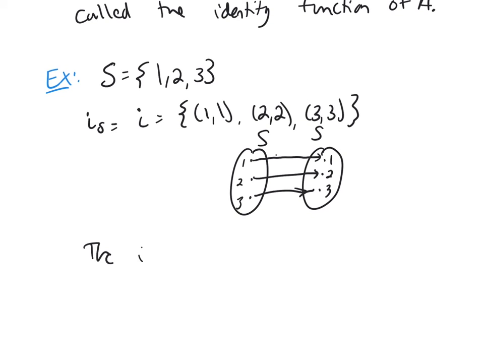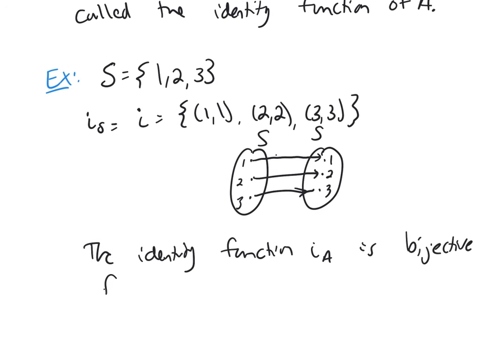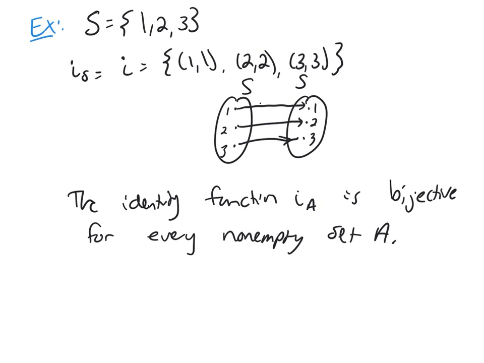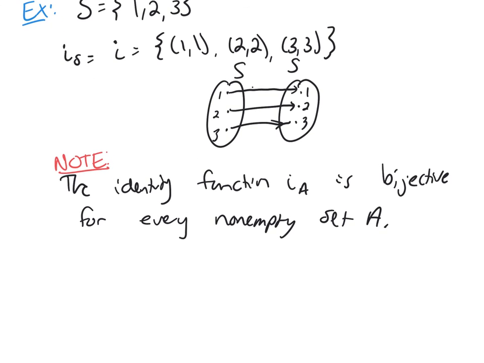So I'll say the identity function I sub A is bijective for every non-empty set A. So no matter what your set A is, the identity function is always going to be 1-to-1 and onto, it's always going to be a bijection.